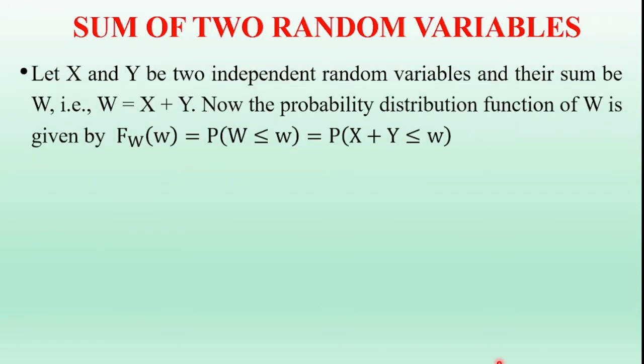In this video, I am going to discuss the sum of two random variables. Let capital X and capital Y be two independent random variables, and their sum is denoted as W. That is, W is equal to X plus Y.